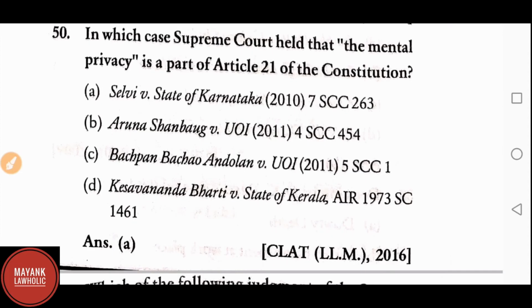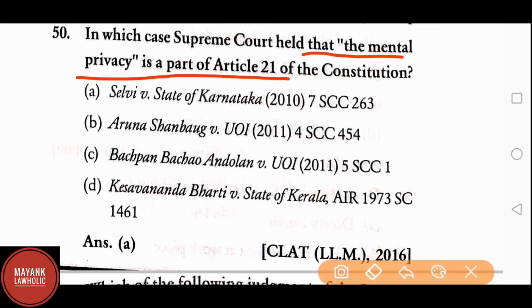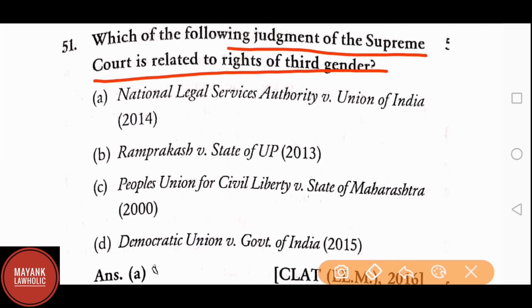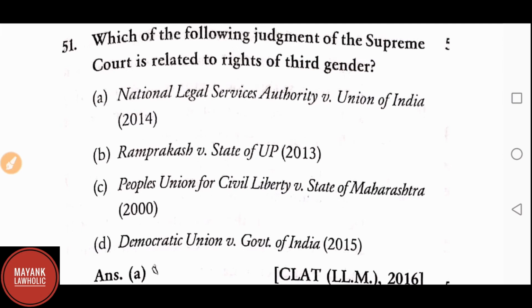Question number 50. In which case did the Supreme Court hold that mental privacy is part of Article 21 of the Constitution? The answer is A. Selvi versus State of Karnataka, 2010. Question number 51. Which of the following judgments of the Supreme Court is related to rights of the third gender? A. National Legal Services Authority versus Union of India, 2014.